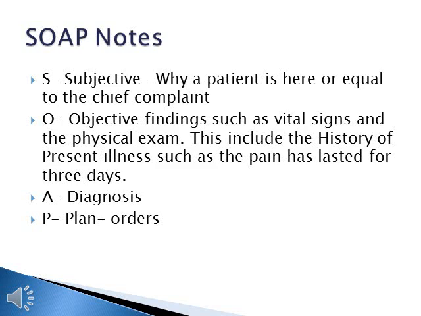A brief refresher on SOAP notes. Subjective, objective, assessment, and plan. So the subjective includes the patient's chief complaint, or why the patient is here. The objective, or the O, are objective findings such as vital signs, the physical exam, and this can include history of present illness, such as the pain has lasted for 3 days. A is the assessment. Typically this is where we are diagnosing the patient. And P is the plan or the orders that you're prescribing for that patient.